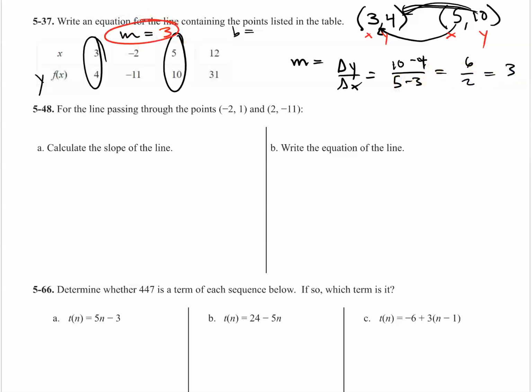We've got our slope. Now, to write your equation, it's y equals mx plus b. I plugged in 3 for m, the slope. So now what you need to do is choose one of these points, plug in the y-coordinate and the x-coordinate, solve for b, write the equation. I'll let you do that.